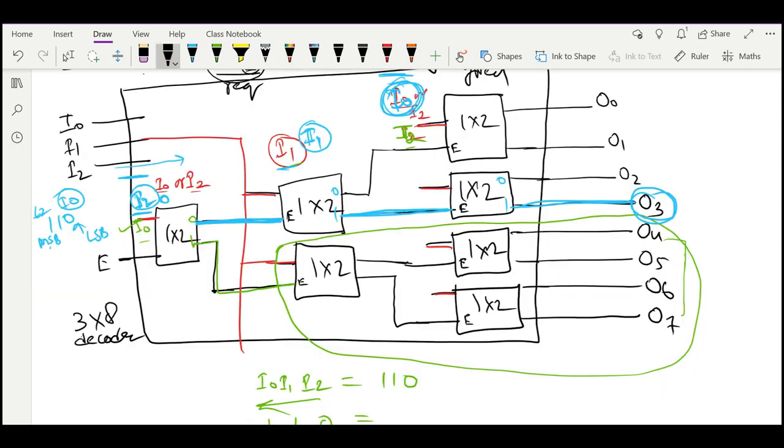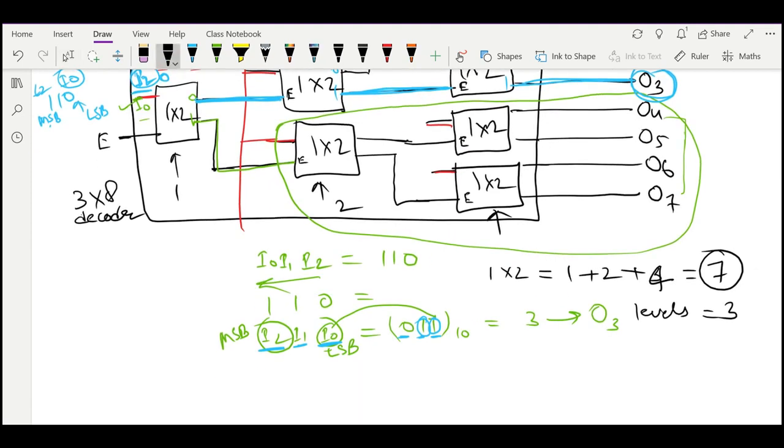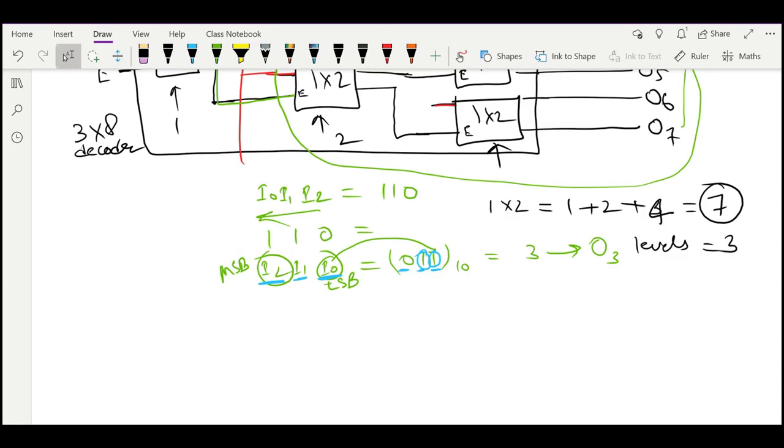Okay, so you can see how many 1 into 2 decoders we have used. At level 1 we have used 1, at level 2 we have used 2 decoders, and at level 3 we have used 4 decoders. So this is a total of 7 decoders, and there are 3 levels. Now there can be some questions in GATE which ask directly about levels and number of decoders required. So we can use the formulas which we have studied in the multiplexer.